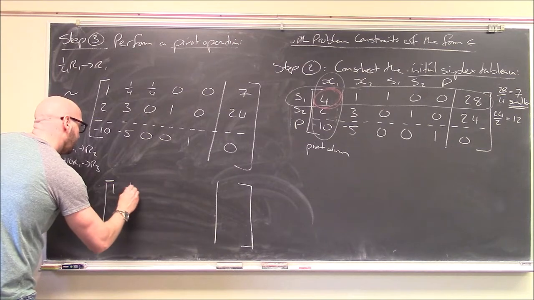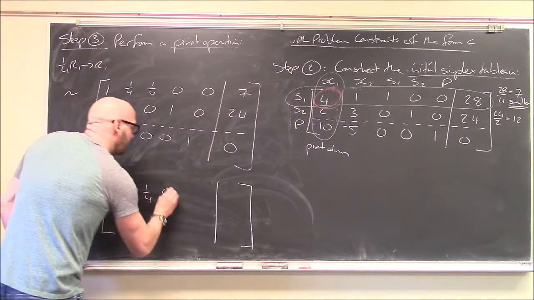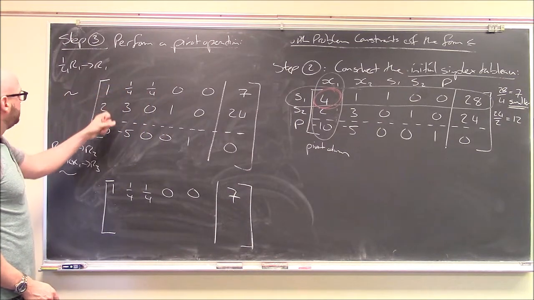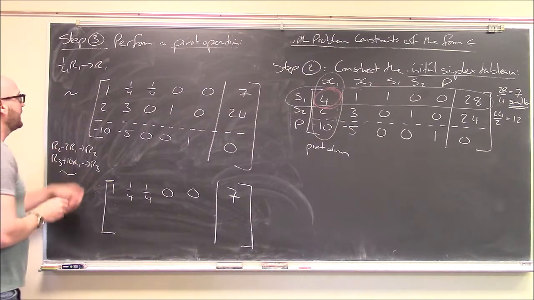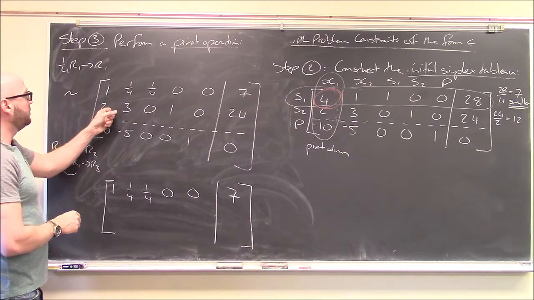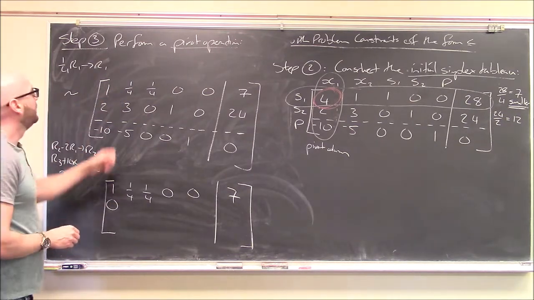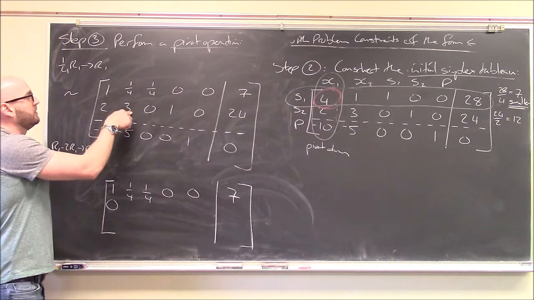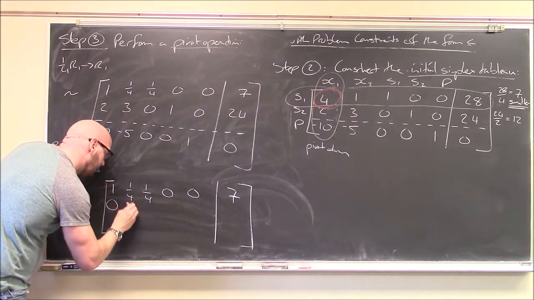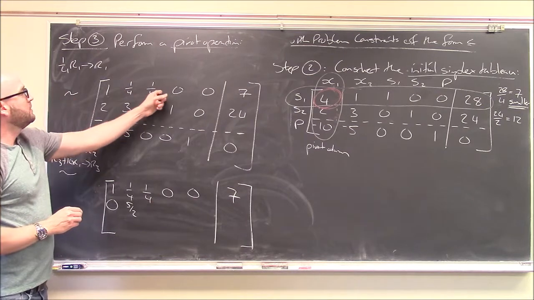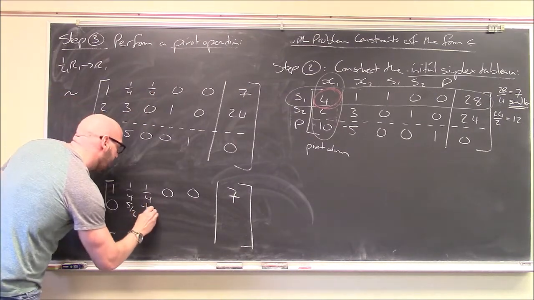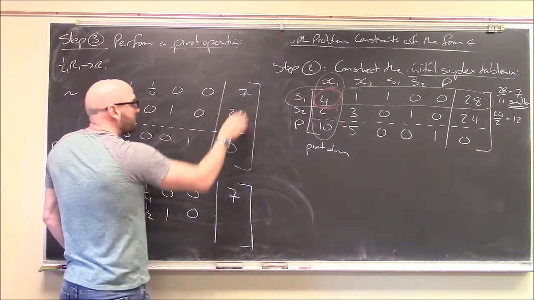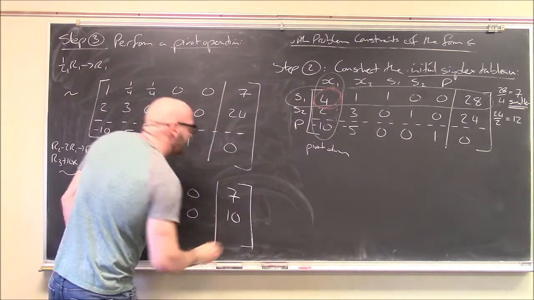Copy down the first row: 1, 1/4, 1/4, 0, 0, 7. Okay, so we're going to add 2 times the, no, we're subtracting, sorry. We're subtracting 2 times the first row from the second, so 2 minus 2 times 1 is 0, just like I wanted. 3 minus 2 times 1/4, that's 3 minus a half. 3 is 6 halves, so 6 halves minus 1/2 is 5 halves. 0 minus 2 times 1/4, so that's minus 1/2. 1 minus 0 is 1, 0 minus 0 is 0. 24 minus 2 times 7, 24 minus 14 is 10.